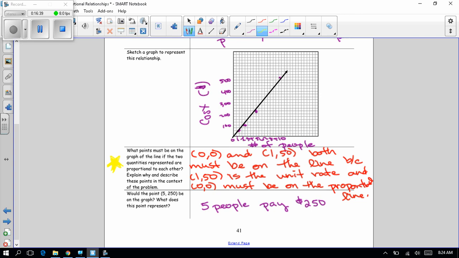Not only does it have to be a line and go through 0, 0, but 1, 50 also has to because that is the unit rate. 1 person, $50. All right. And then what does the point 5, 250 mean? Well, it's 5 people are going to pay $250.